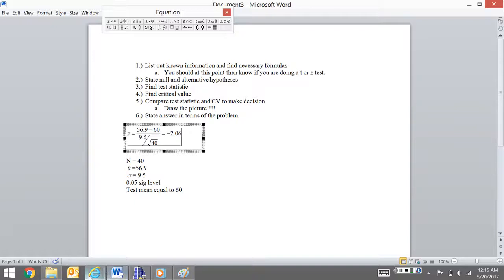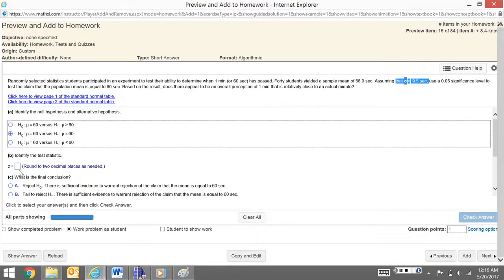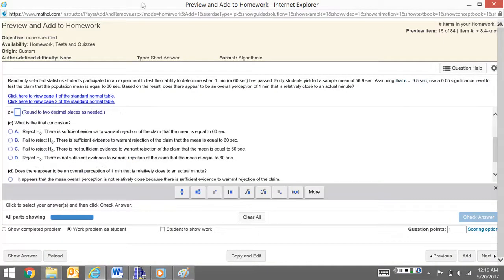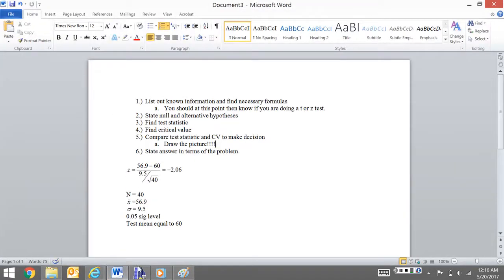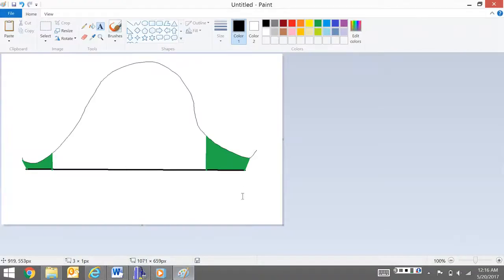Let's go back and see how many decimal places. I think they wanted 2, right? Yep. So negative 2.06. Okay. Now, to decide on my final conclusion, I've got my test statistic. I need to find my critical value. So this is where we need to make sure we draw the picture.